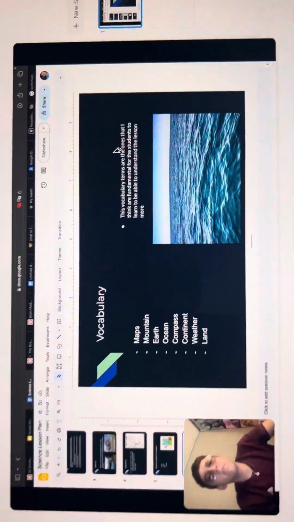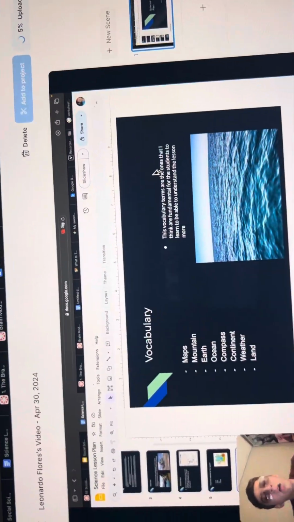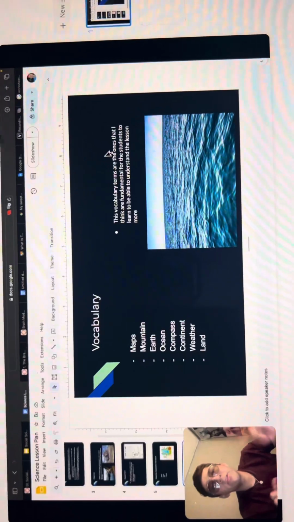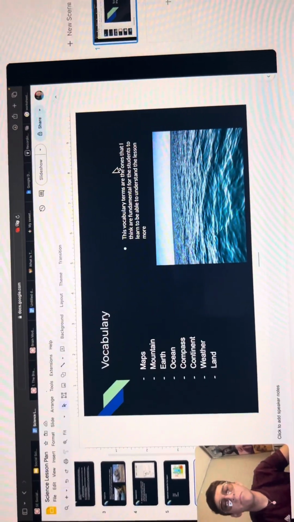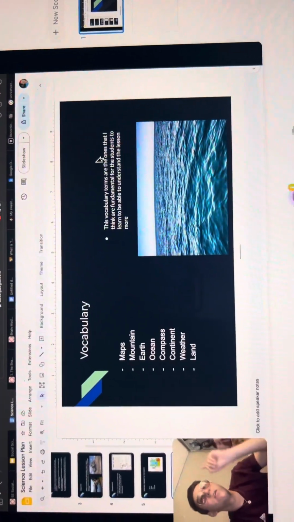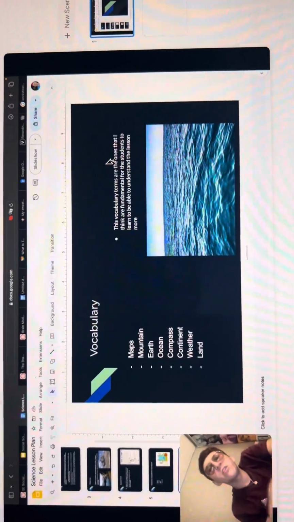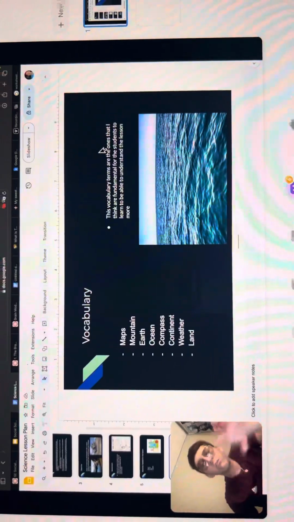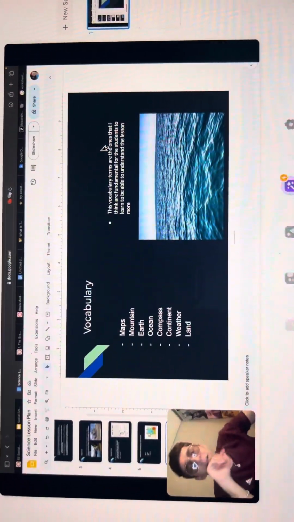in the worksheet that I'm going to be assigning, I not only want them to label the states, but I also want them to label each of the oceans. For example, the Indian Ocean, the Pacific Ocean, the Atlantic Ocean, and more.